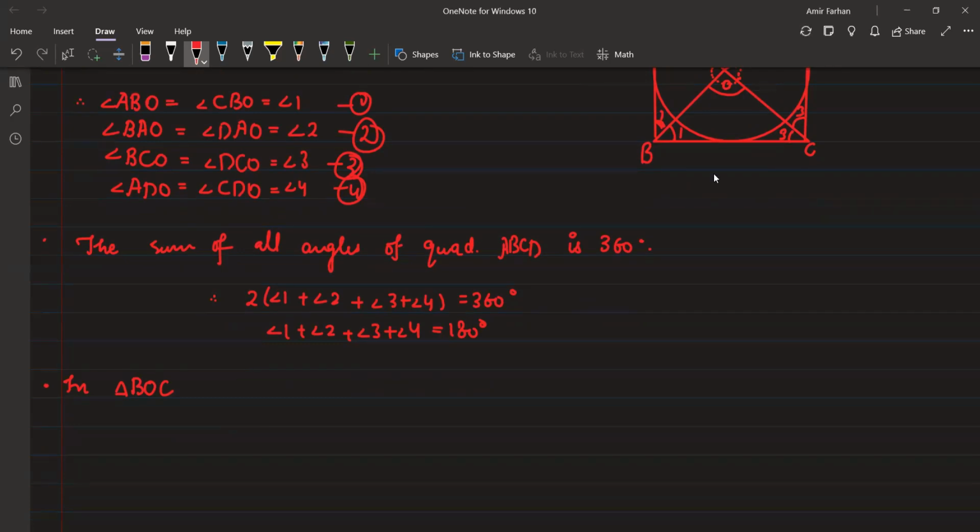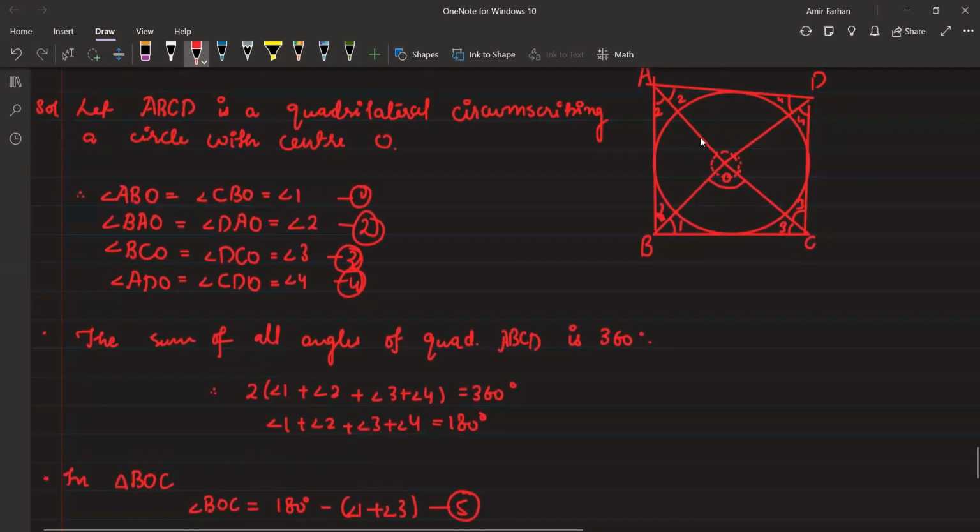So look, some property of triangle. Yes, the angle sum is a property of triangle. So if you need to get the value of angle BOC, you will subtract angle 1 and angle 3 from 180, using angle 1 plus angle 3 from the equation. So suppose this is your fifth equation. Clear? Similarly, you will do the same with the other angle, COD. Yes or no?